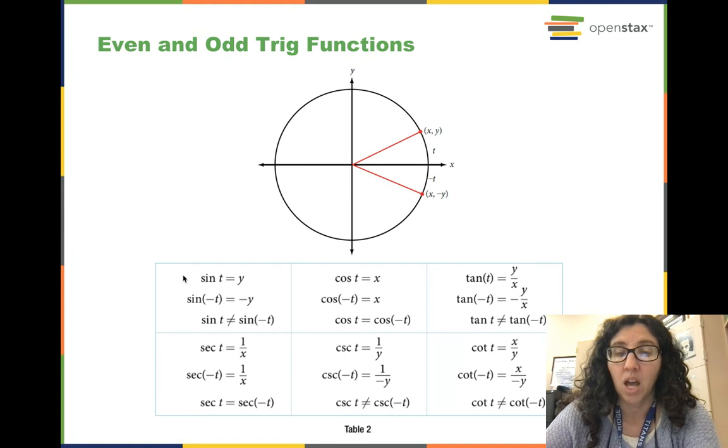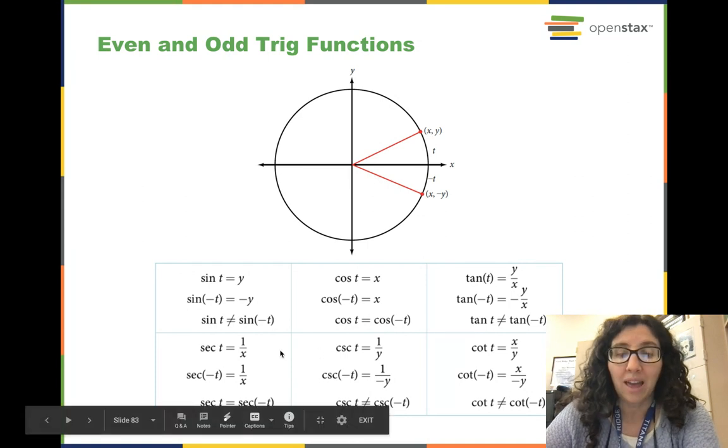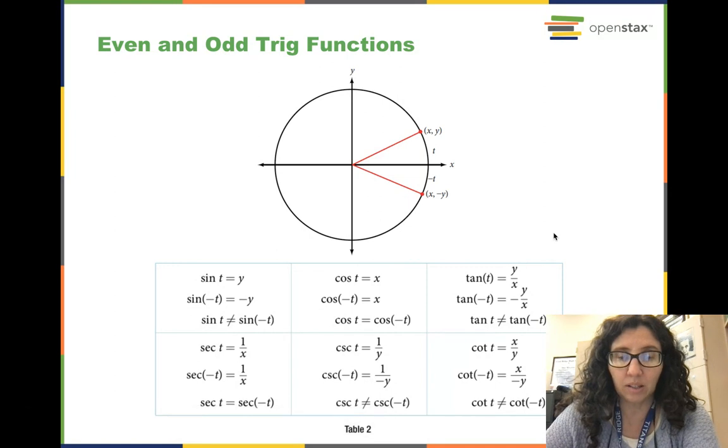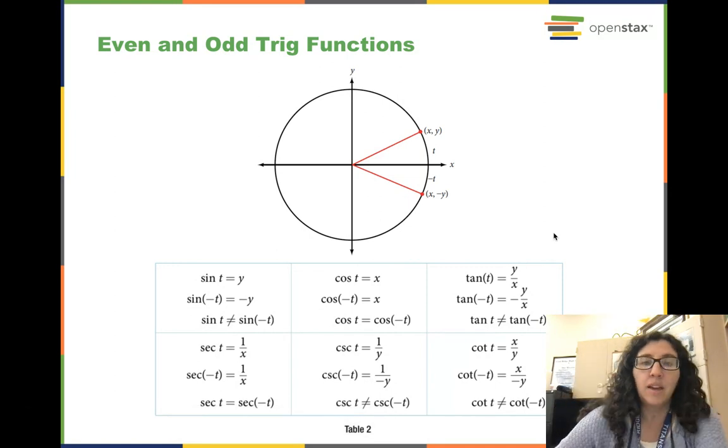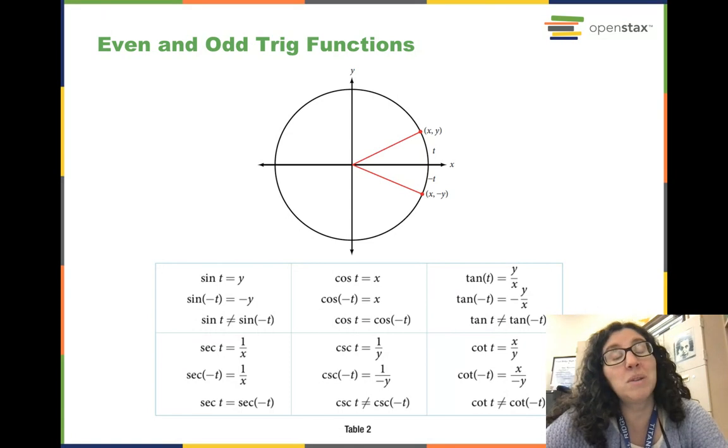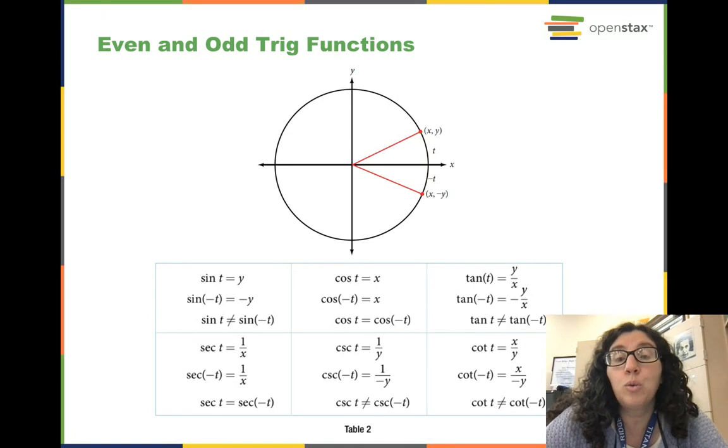Okay. I invite you to pause the video and think about this for a minute, okay? I want this to make sense to you. Look at this chart and think about why some are going to be even, some are going to be odd. In a few weeks, when we look at the graphs of sine and cosine and tangent and all these trig functions, you're going to come back to this idea of them being even or odd, but this is where it comes from, okay?